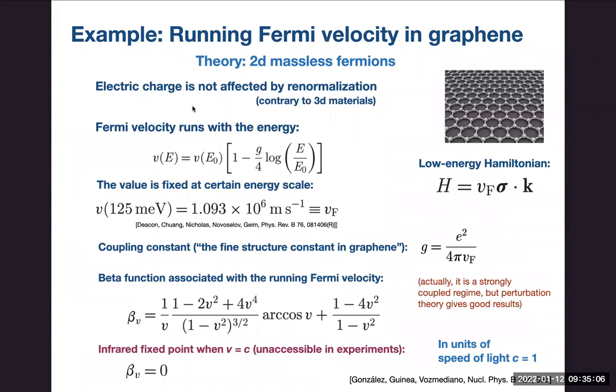I will briefly mention that it was the first example where it was found, two-dimensional graphene. One could find that Fermi velocity runs with the energy, but on the contrary, in graphene there is no running of electric charge. So electric charge will always stay the same, but Fermi velocity will run with the energy. So it means that the bigger energy you have, there will be some logarithmic correction to the velocity, this Fermi velocity of propagation of fermions. And you can say, okay, what does it mean?